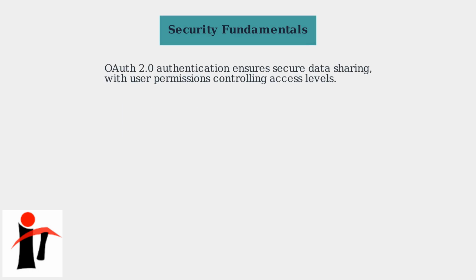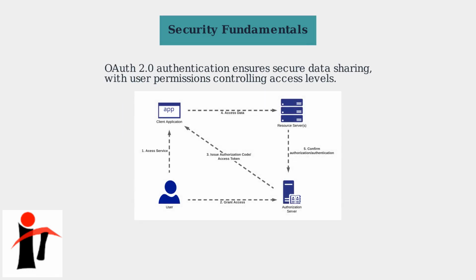Security is a top priority for Calendly integrations. OAuth 2.0 authentication ensures secure data sharing and user permissions control access levels. Key fundamentals to keep in mind when deciding on integrations: ensure they use OAuth 2.0 and have user permission controls to avoid any potential data breaches.